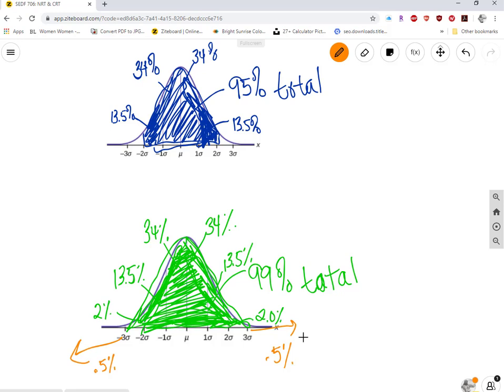They would be extreme values, something that is extremely less than the majority of the group and something that is extremely greater than the majority of the group.